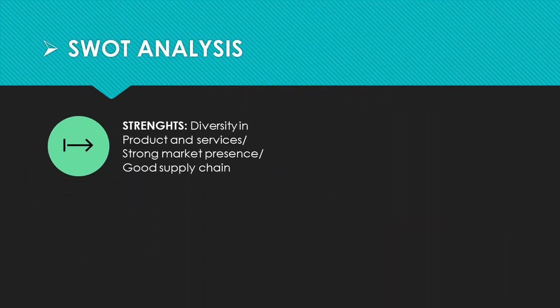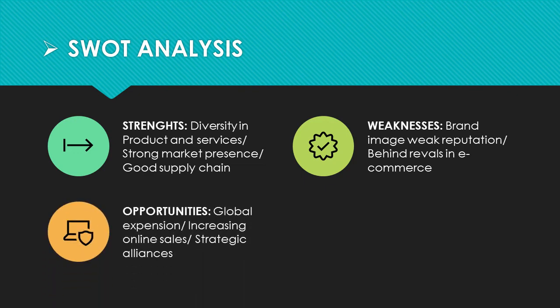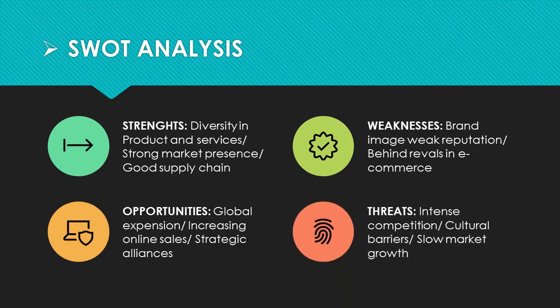The SWOT analysis of Walmart, the strengths: Walmart has diversity in products and services, a strong market presence, and a good supply chain. For the weaknesses, we have brand image, weak reputation, and the e-commerce of Walmart is behind its rivals. For the opportunities, we can say that the expansion of the company is global, and the company is increasing online sales and has strategic alliances. For the threats, we have intense competition, cultural barriers, and a slow market.